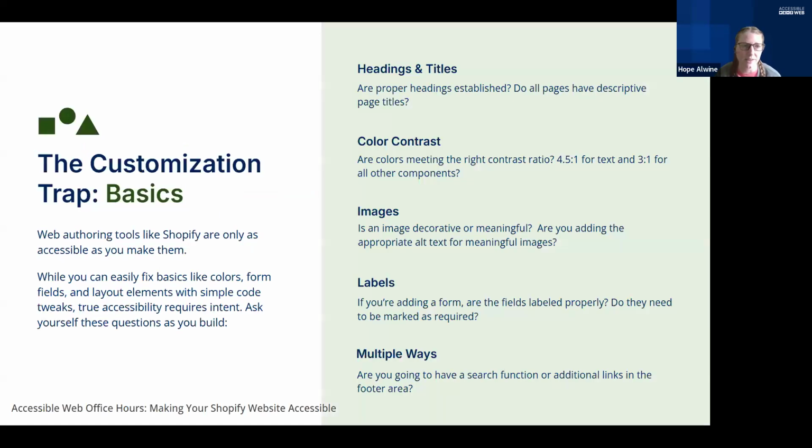All right, moving on to our next slide. We're going to start talking about the customization trap. And we're just going to cover some basics, and some of these are coming from things I've noted in some of my audits or patterns that I've seen just through my years of working with accessibility. So web authoring software like Shopify are only as accessible as you can make them. While you can easily fix basics like colors, form fill, and layout elements with simple code tweaks, true accessibility requires intent. Ask yourself these questions as you build.